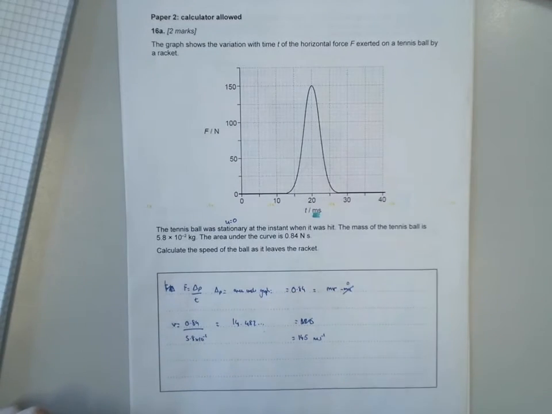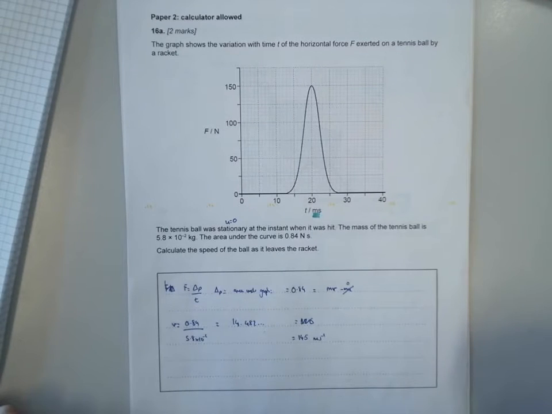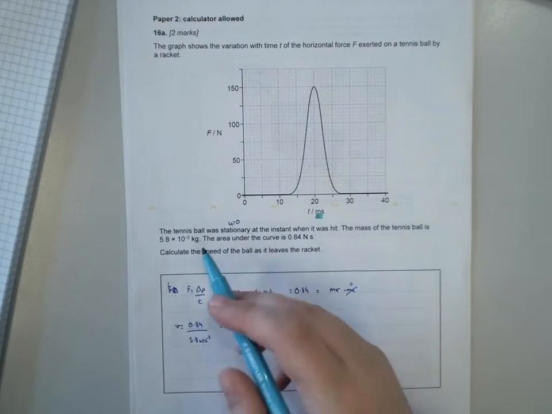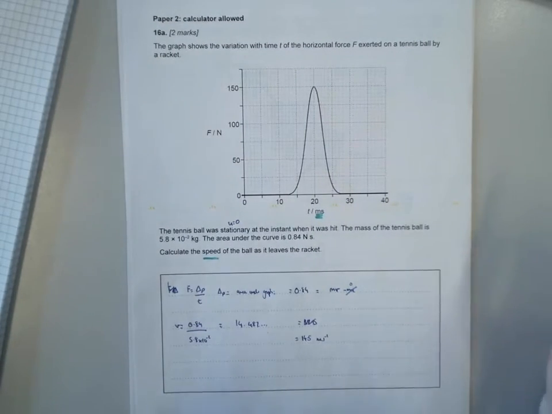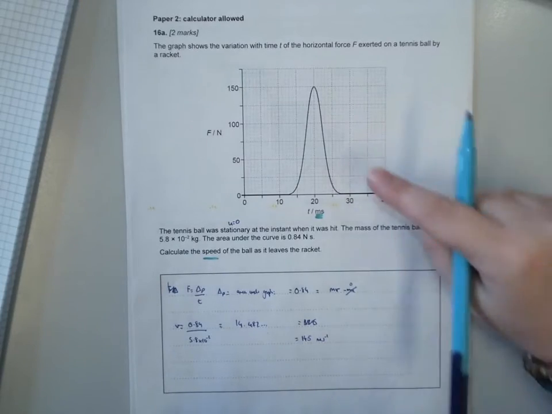Okay, so question 2 was primarily focusing on collisions and impulse. Question 2, paper 2, starting. In this case, it was asking us to calculate the speed of the ball as it leaves the racket. So I've been given different bits of information in the question. I've been given a graph.